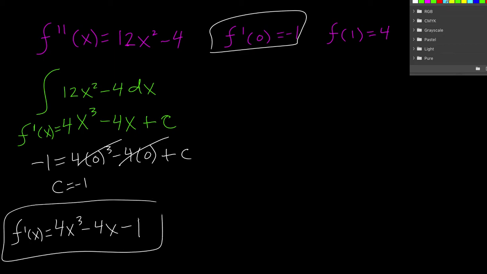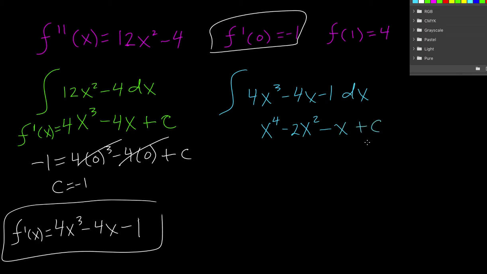Okay. Now we need to get all the way down to f of x. So now we're going to take the antiderivative of that. So we raise it to a 4, x to the 4th. 4 divided by 4 just cancels, goes away. This is going to be x squared. Divide negative 4 by 2. We get negative 2. And then this is minus x. And then we have our plus c. This is our f of x function for now.